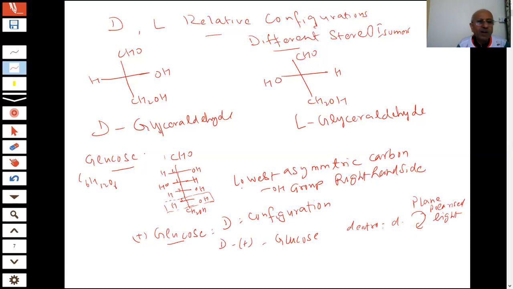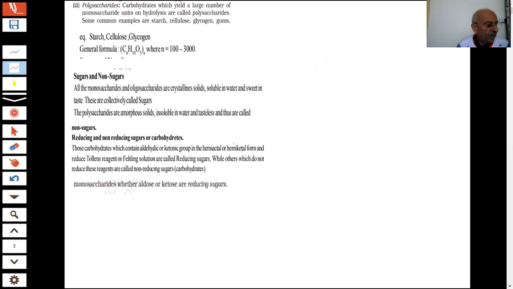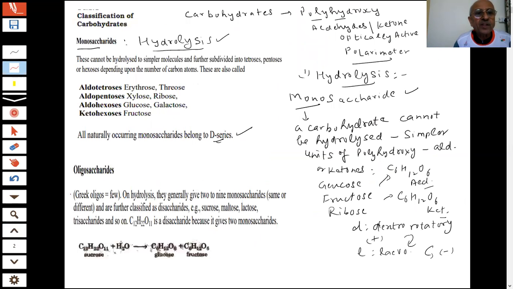So this was one point which we wanted to discuss, what types of configurations we can have. Now, the classification of saccharides: monosaccharides cannot be hydrolyzed. Then there are oligosaccharides. All the monosaccharides belong to the D series. That means the lowest asymmetric carbon will have the OH group on the right hand side. This is related to the stereo configuration of the molecule. So they are all D series.